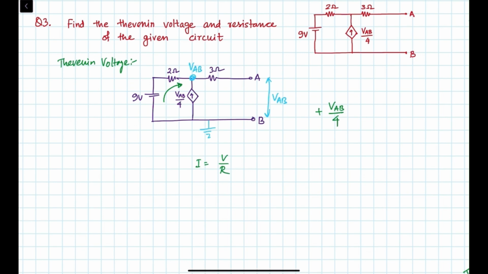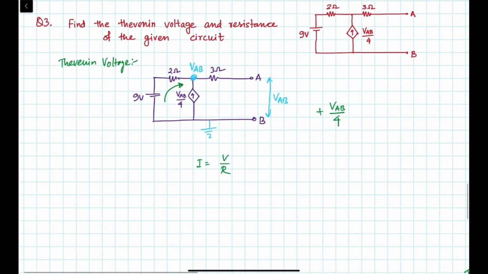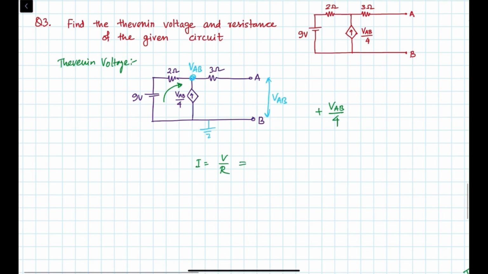side, so this 9 volt is larger than VAB. Okay, so the current also will be the voltage difference, that will be (9 minus VAB) upon 2, right? So now this is also entering, so we'll take positive here also. (9 minus VAB) by 2. There is no more current, so the sum of these two will be 0.